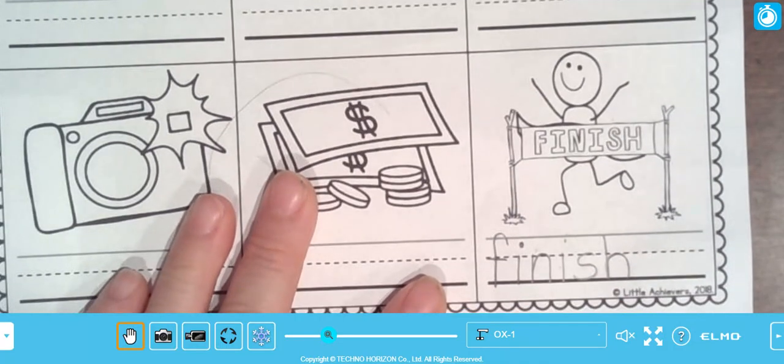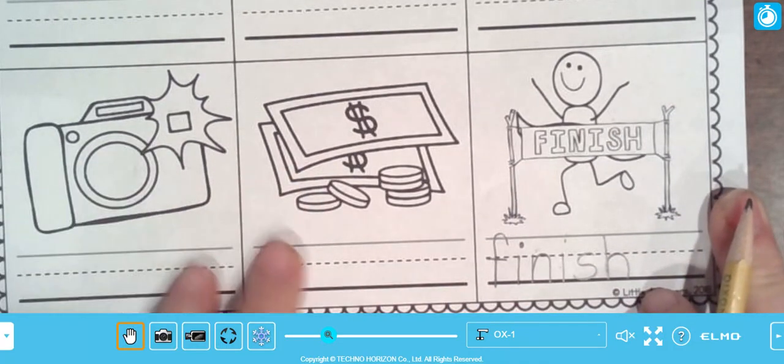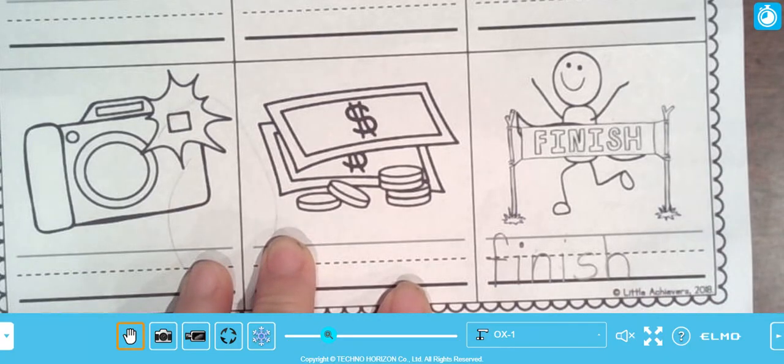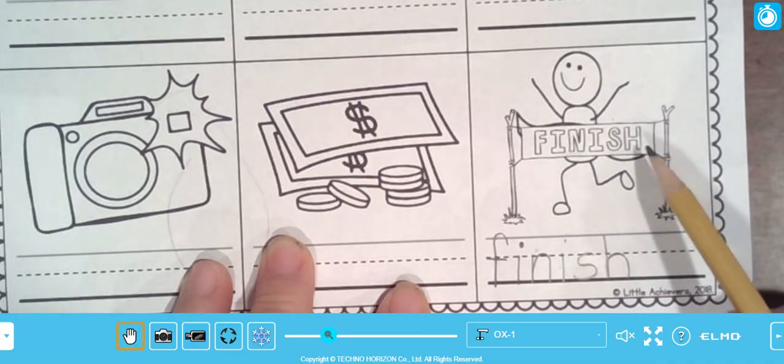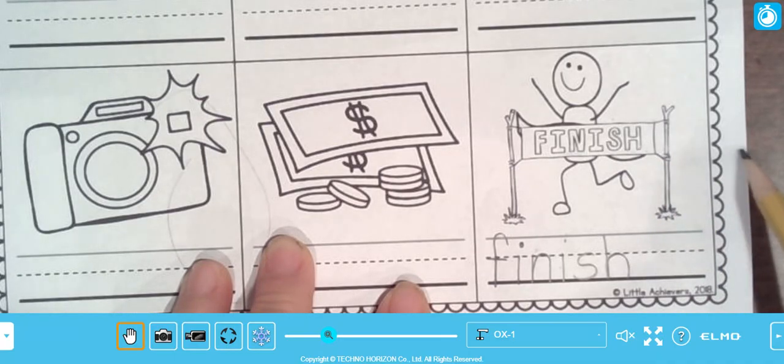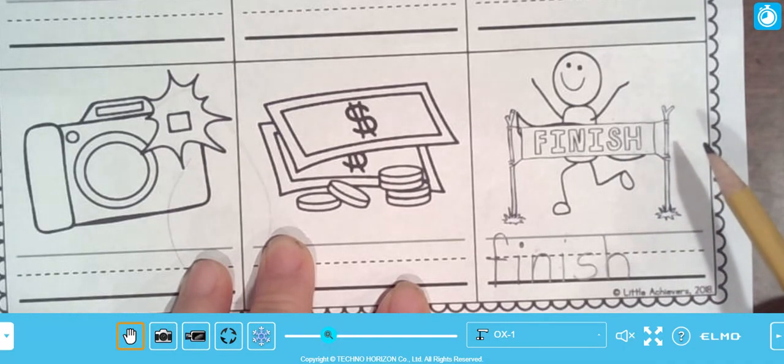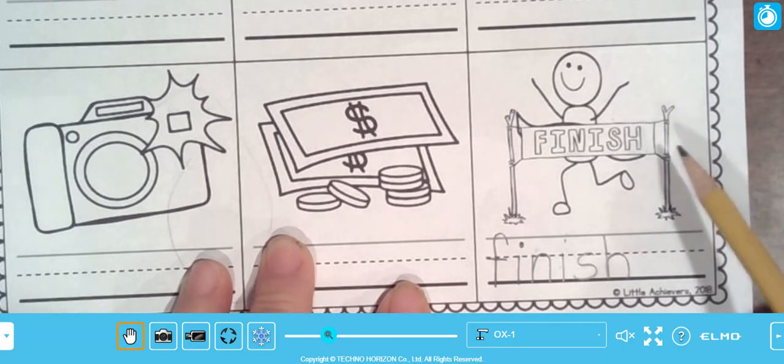Okay, as you're writing down the word finish, I'm going to give you a sentence using that word. So the boy ran and crossed the finish line. Okay, he had to finish the race so he could drink some water. He had to finish the race so he could go home. Finish.